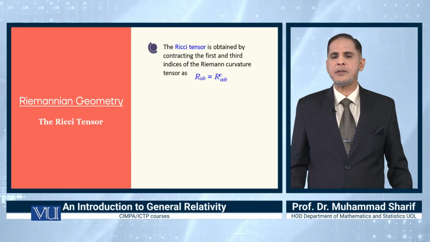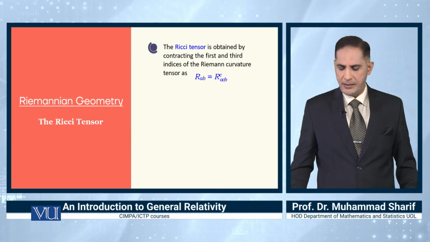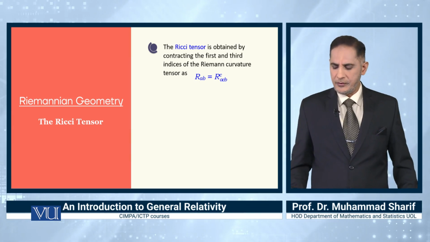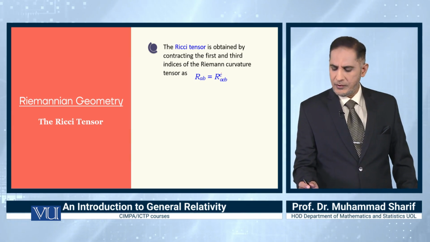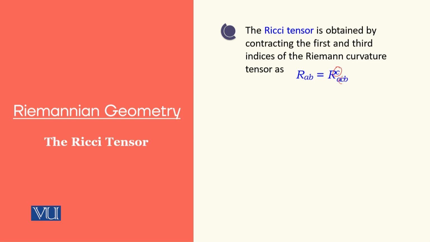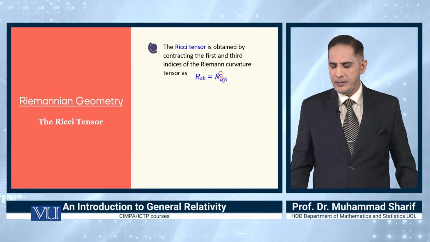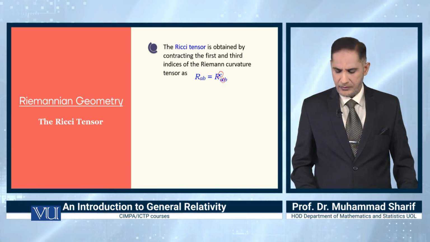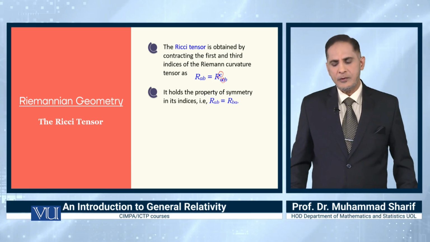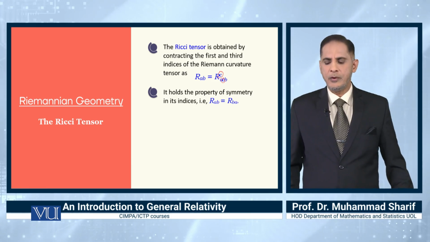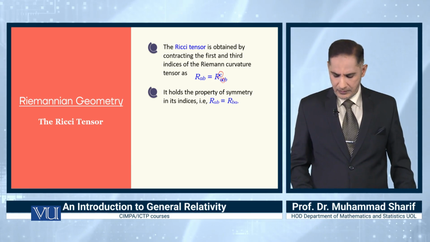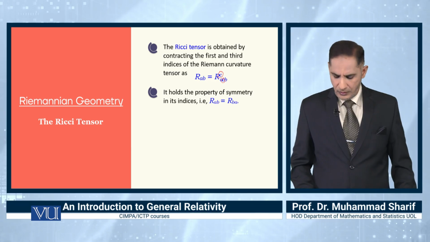So some more quantities can be derived through the Riemann tensor. If we take the contraction of the Riemann tensor, this is the Riemann tensor, we have taken C, I mean this same index. So it means these are contracted, and we are left only with AB. So this is called the Ricci tensor. So in other words, the Ricci tensor is obtained by contracting the first and third index of the Riemann tensor. Obviously, this tensor is a symmetric tensor. If we interchange A and B, we have the same quantity, no difference, no negative sign.